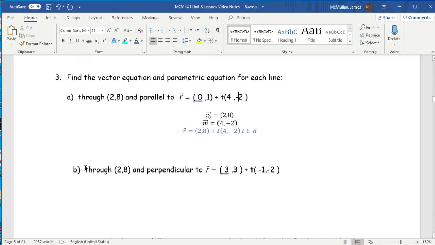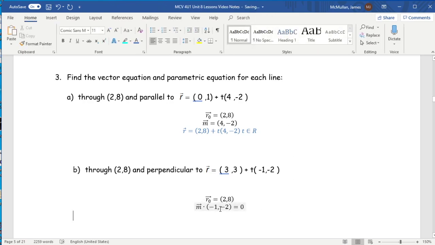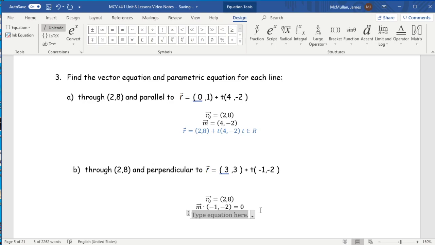Okay. Here we go. It has to pass through 2, 8, and it has to be perpendicular this time to this other line. So again, if it passes through 2, 8, then RO is 2, 8. Now m, we don't know what m is, but we do know that if you were to dot, it's just \dot, right? Oh, \bullet. Okay, so m dot -1, -2 equals 0.